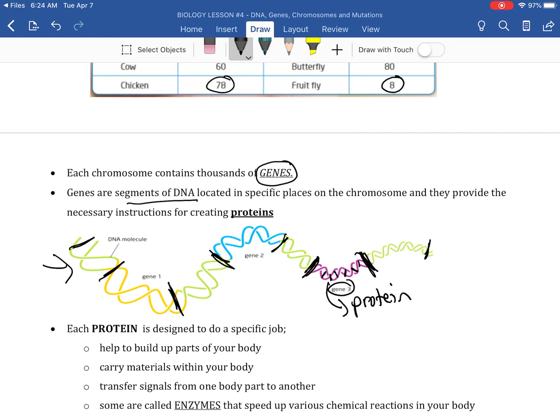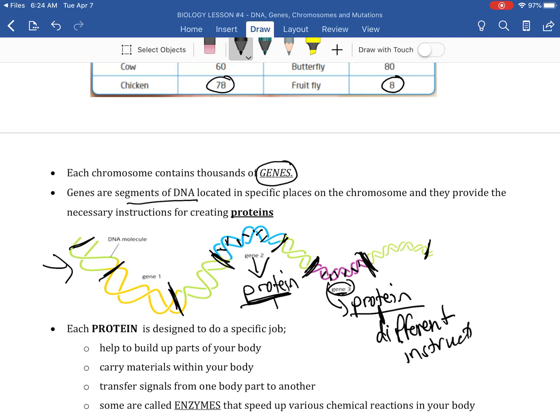So this gene, number 3, might create, with its genetic code, a specific protein. But this gene over here might have a different genetic code, a different arrangement of nitrogenous base pairs on its ladder, to create a different protein. This protein, made by gene number 3, carries out certain instructions, and gene number 1 creates a different protein that will carry out different instructions again. So each gene creates a protein, because of the code found on the gene, to perform a certain task, a certain function.